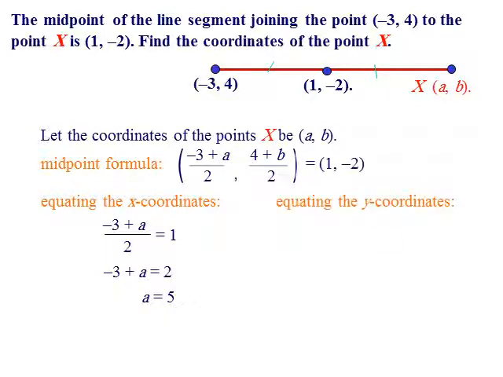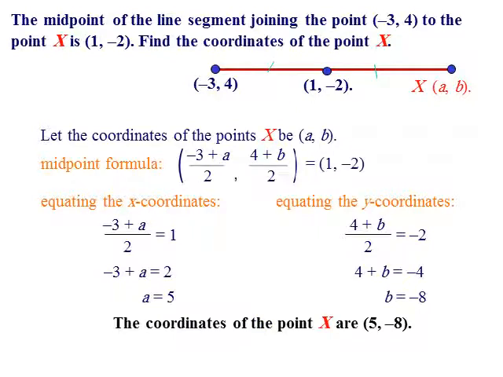Also, 4 plus b over 2 equals -2. Cross multiplication: 4 plus b equals 2 times -2, which equals -4. b equals -4 minus 4, so it will be -8. Finally, the point X equals (5, -8).